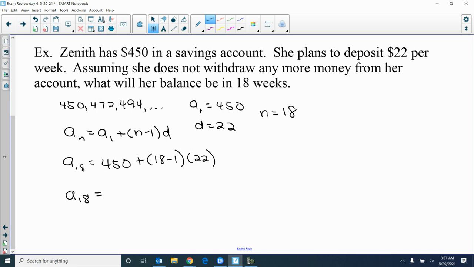Wait, what did you get? I got 824. Connor, 824? Okay. Equals 824 for that one. All right, so that turns out to be an arithmetic sequence.